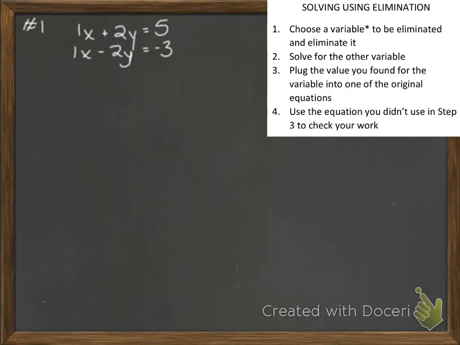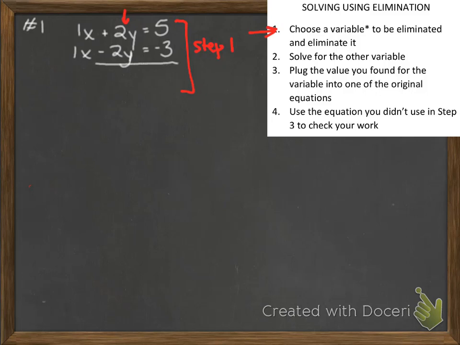Let's start with example 1. Remember, the first step asks us to choose a variable to be eliminated and eliminate it. We're looking for 2 variable terms that have the same coefficient and opposite signs. Do you see any terms like that? What about 2y and negative 2y? They're both 2, and one is positive and one is negative. So these already exist. So here is step 1.